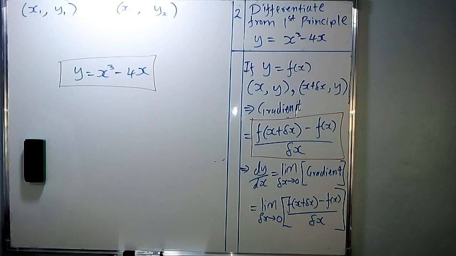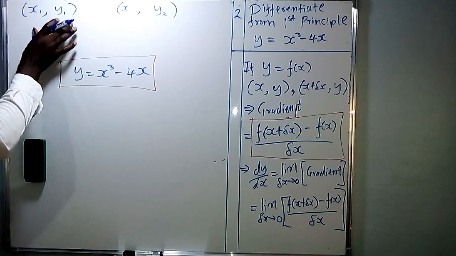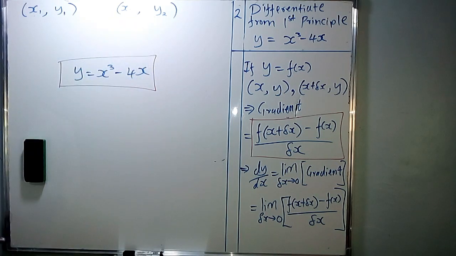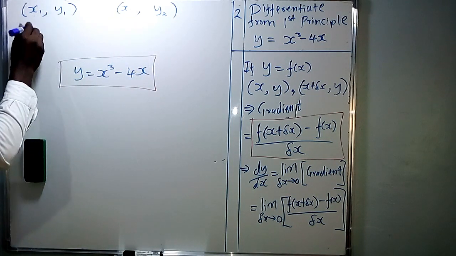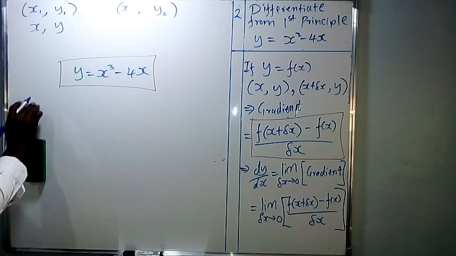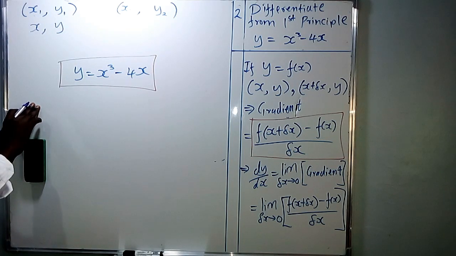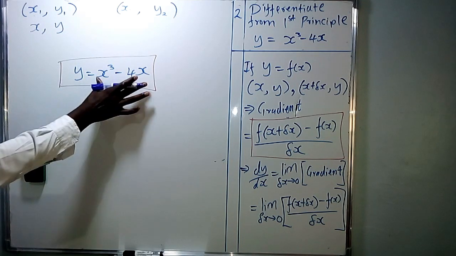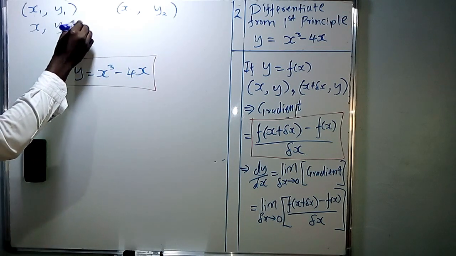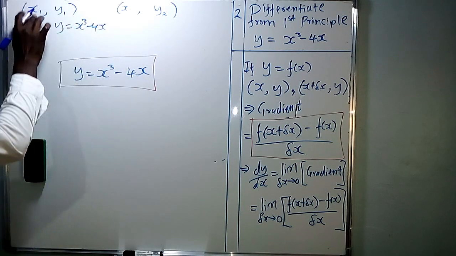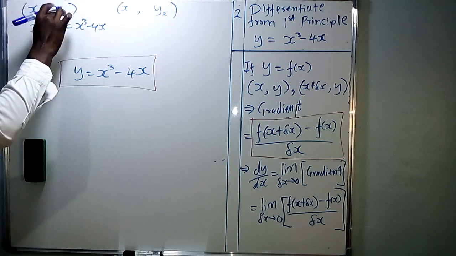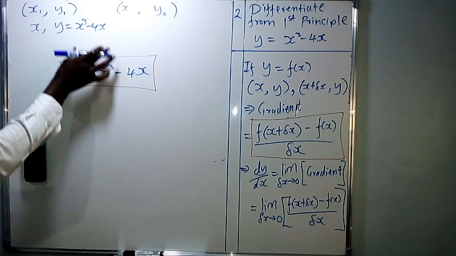So what is the gradient? You must have two points, (x1, y1) and (x2, y2). And one point must be arbitrary, and (x1, y1) will be (x, y). Just like that. Now let us start. What is x1? What is y1? What is x2?